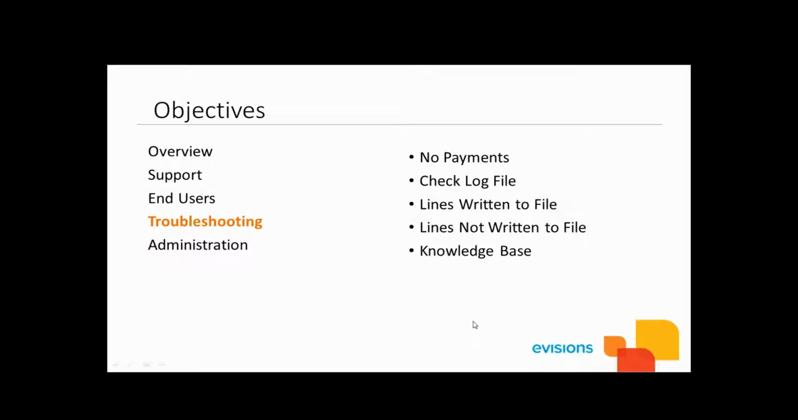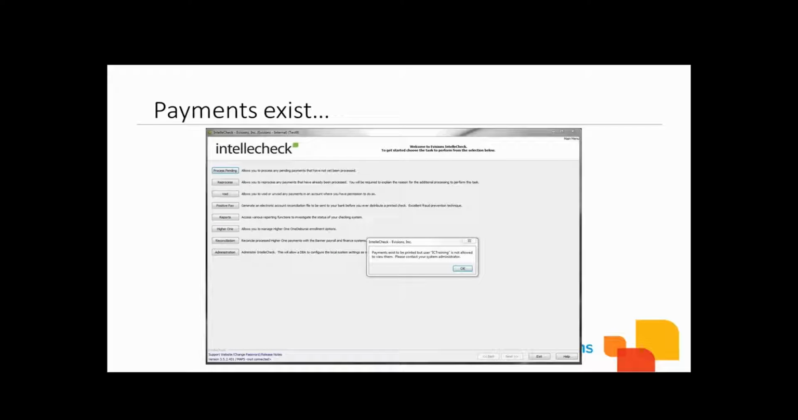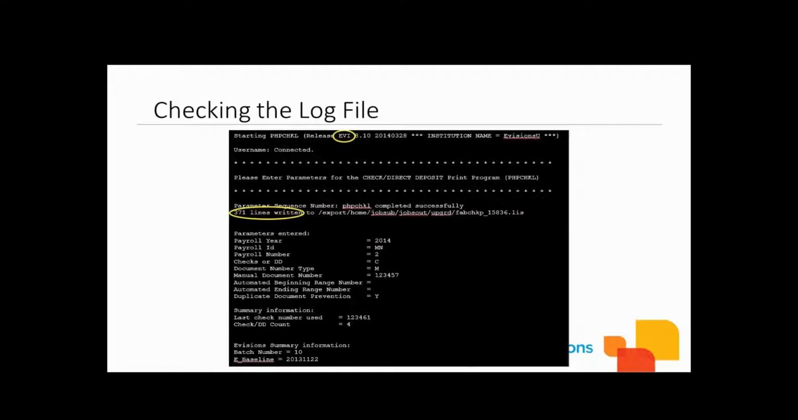Next, we will go over troubleshooting tips that answer many common issues. If, while trying to process checks, the message "There are no payments to print" pops up, first check the log file and verify that the log file says EDI next to release at the top, as figured here. This confirms that the eVisions version is being used and not the Banner baseline version. Next, confirm that lines were written to the .list file in the log file. That's highlighted here.